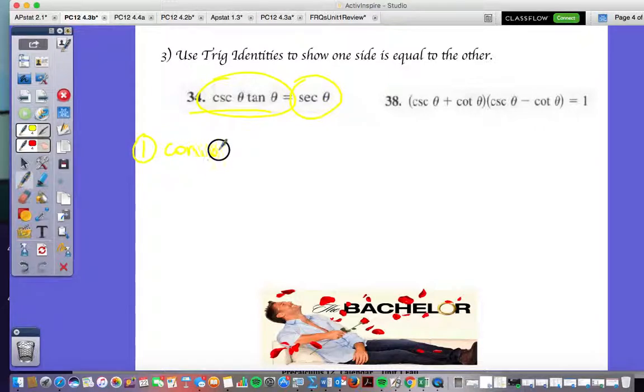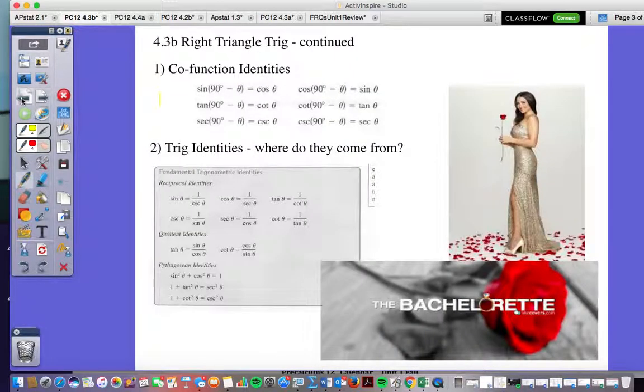Convert to sine and cosine, so we speak the same language. We change everything to sine and cosine. That's a really good strategy. If in doubt, convert to sine and cosine. So for instance, if I look at the left side, matching it up to the right, what would cosecant be in terms of either sine or cosine? As I look back, we remember that cosecant is what?